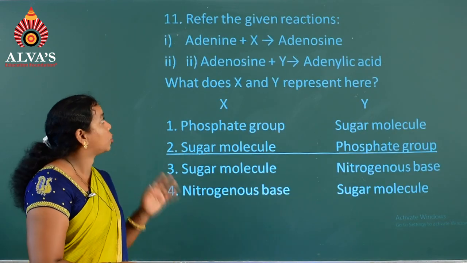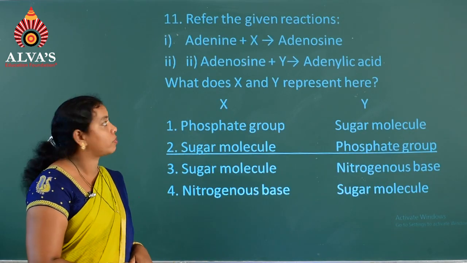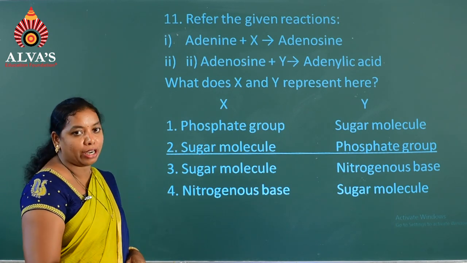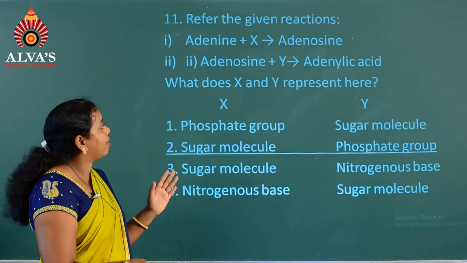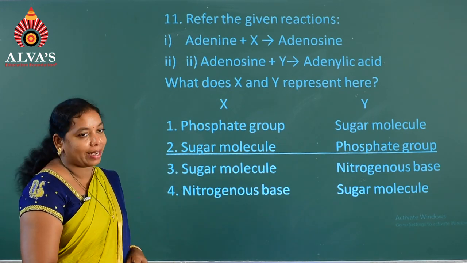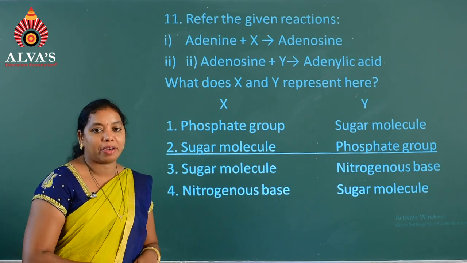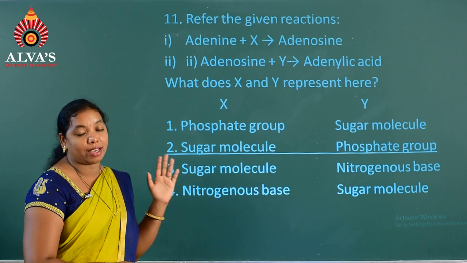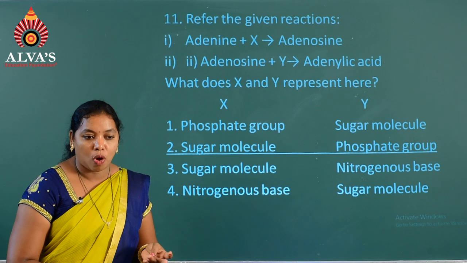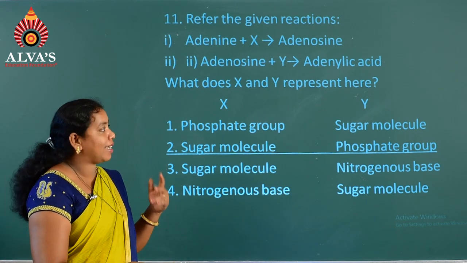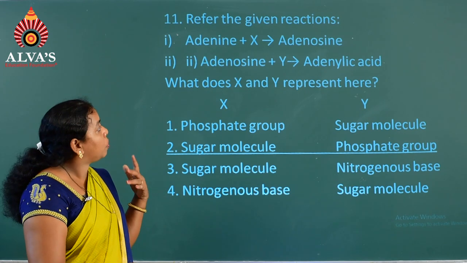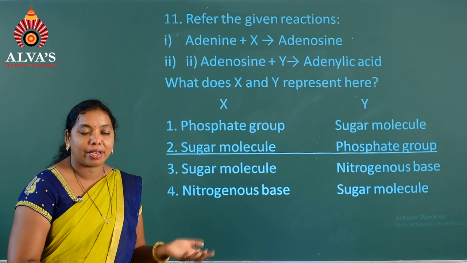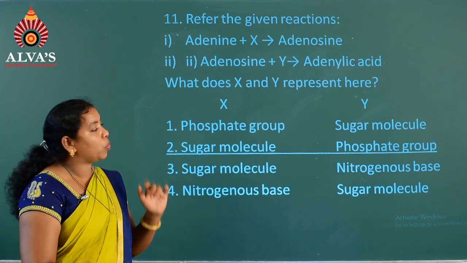Moving on to the next question, question number 11. Refer to the given reactions. First one, adenine plus X gives adenosine. Second, adenosine plus Y gives adenylic acid. What do X and Y represent here? If you consider the first one, adenine plus X gives adenosine. Adenosine, guanosine, or cytidine are nothing but nucleosides. Whereas adenylic acid, guanylic acid, cytidylic acid are nothing but nucleotides.